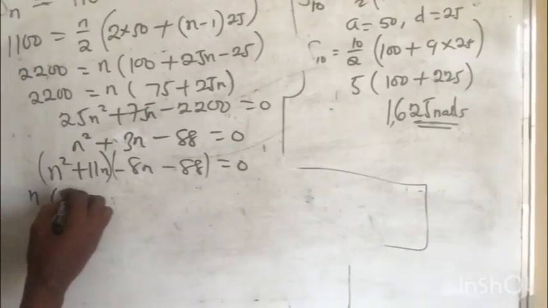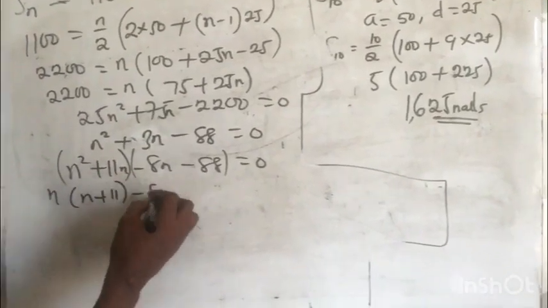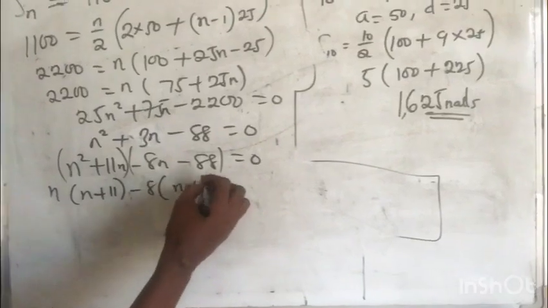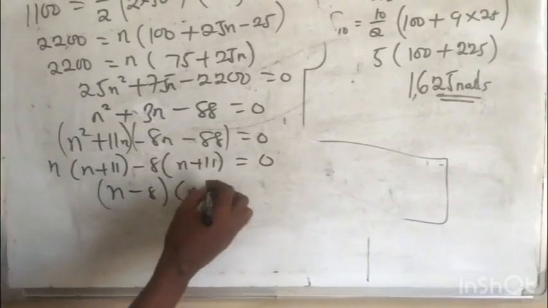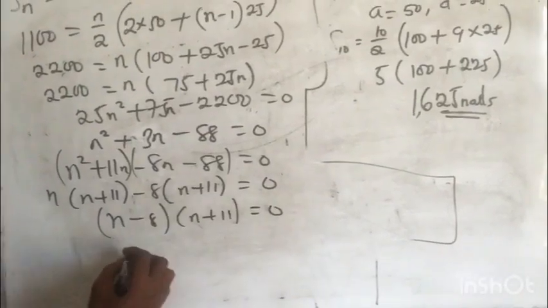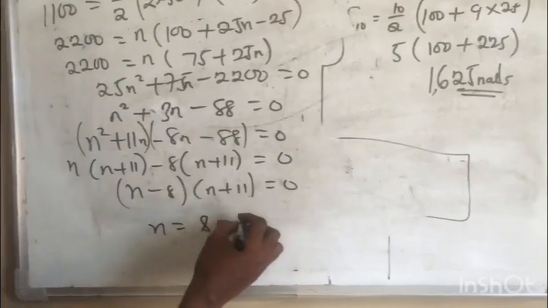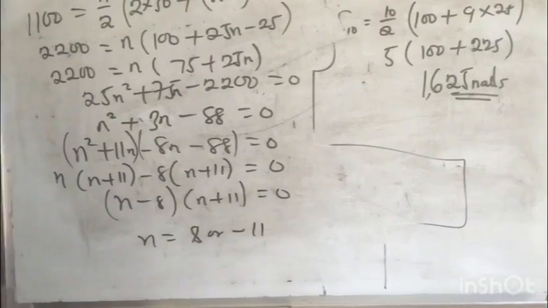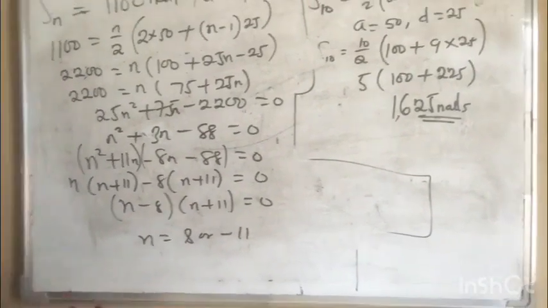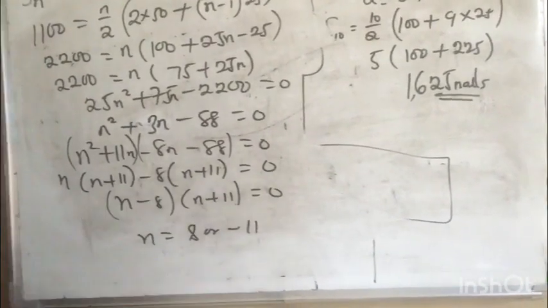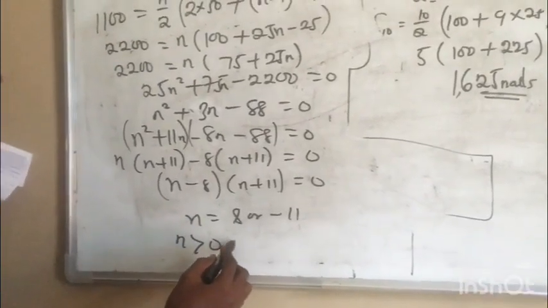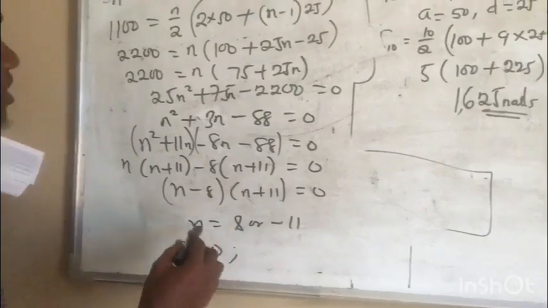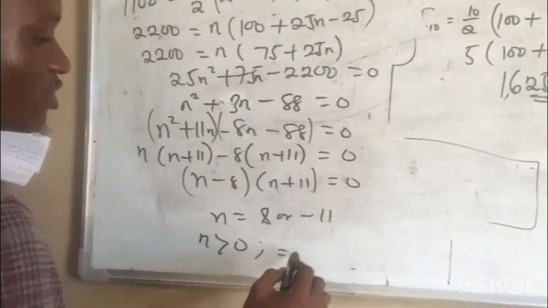This will be N in bracket N plus 11 minus 8 in bracket N plus 11 equals 0. N minus 8, N plus 11 equals 0. So our N here will be 8 or minus 11. And since we know that he buys packets, the number of packets cannot be negative because N will be greater than 0. So the number of packets that Shan will buy will be equal to 8.